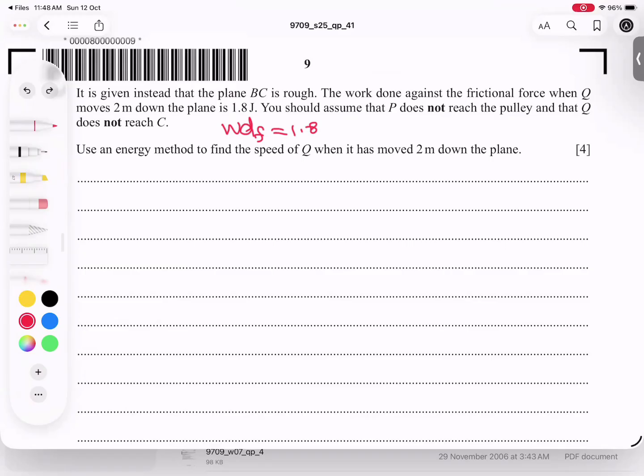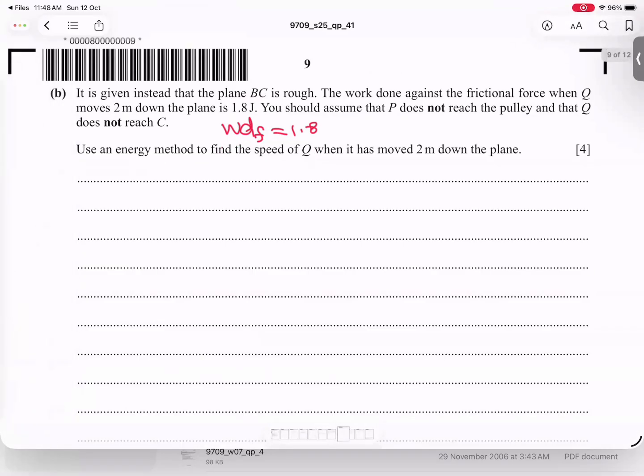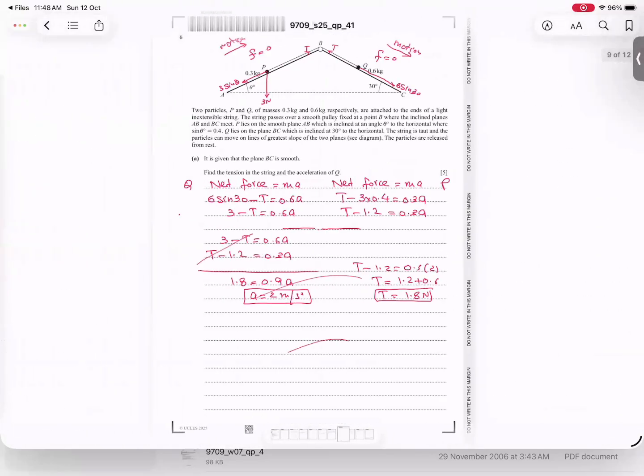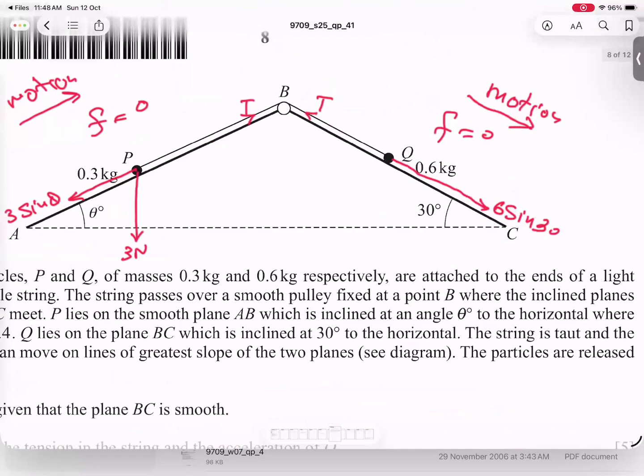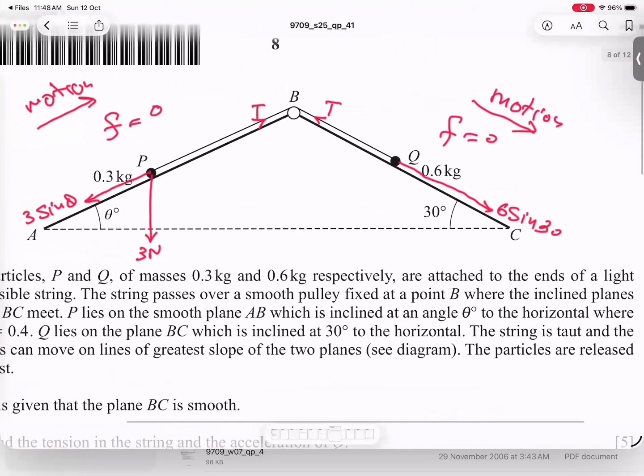So this idea is clear, and use the energy method to find the speed of Q when it moves 2 meters down the plane. So first of all, what I will do, this diagram is very important. Okay, 0.6 and 0.3. I'll make it roughly.